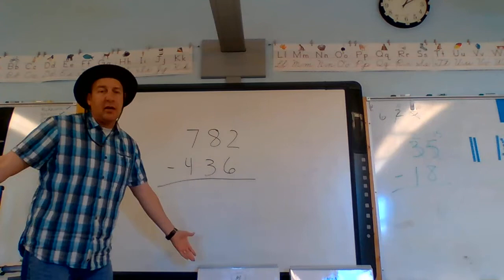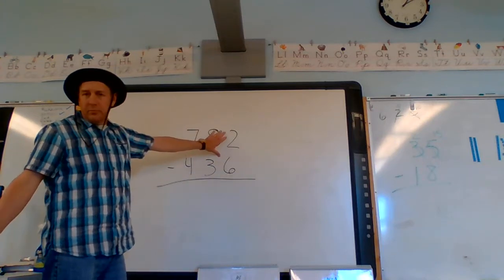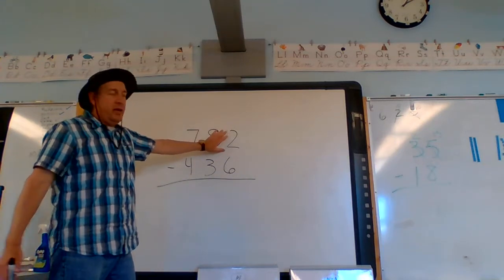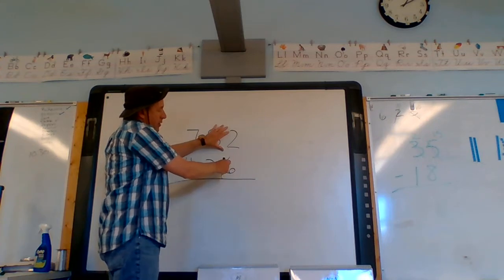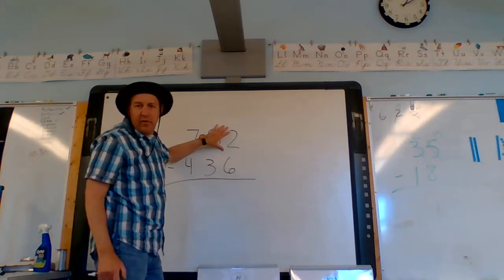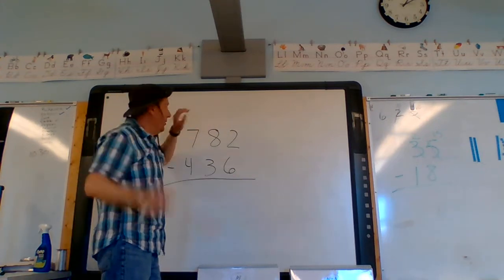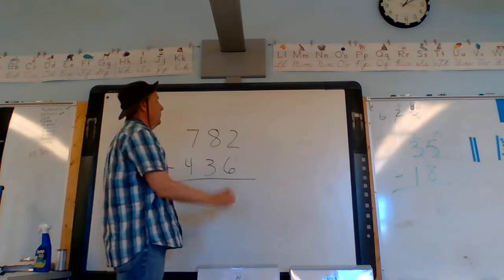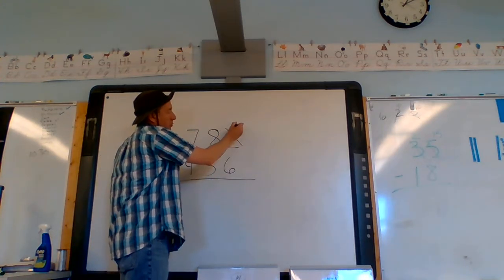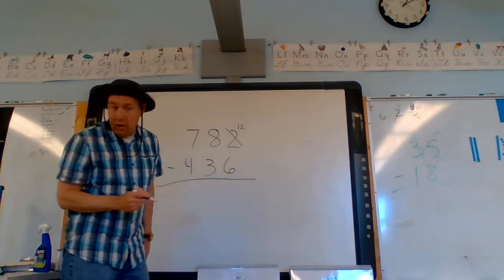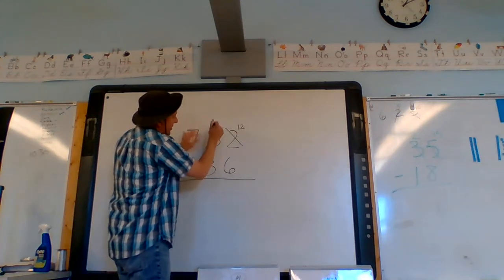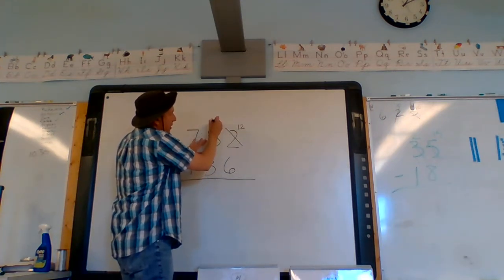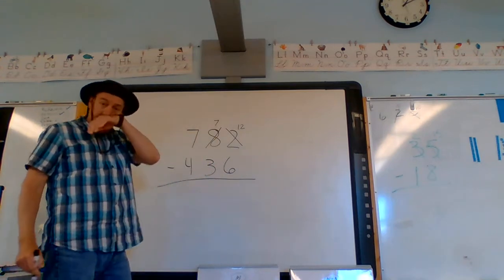Okay, so we get the concept of borrowing, right? All of us have got the fact that if I have 2 apples, I can't take 6 away, right? Can't do it. So we have to borrow. So the 2 turns into 12. And where does that 12 come from? It comes from the tens place over here, the next place. And the 8 turns into 7. Okay?